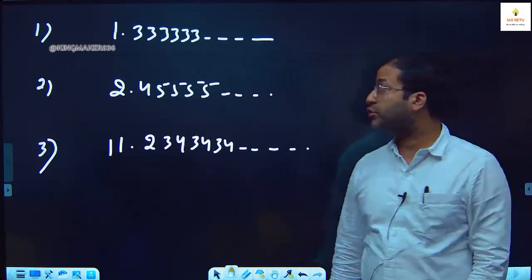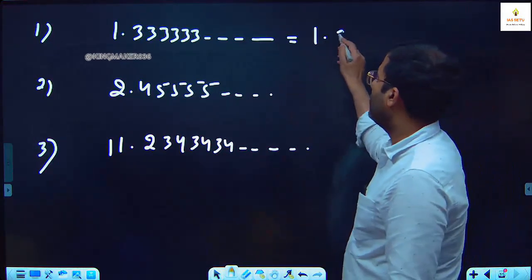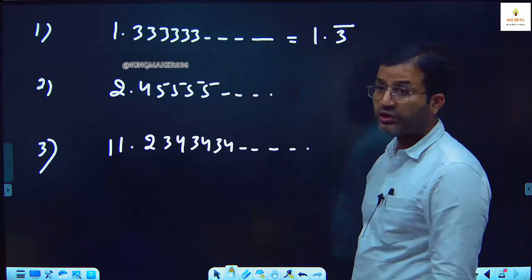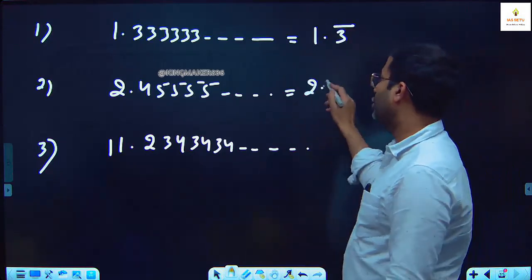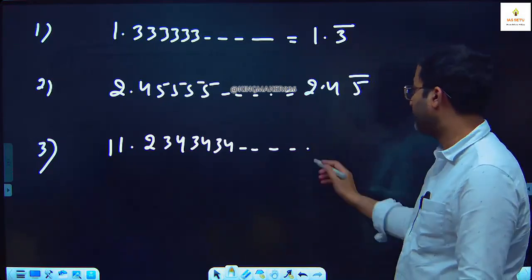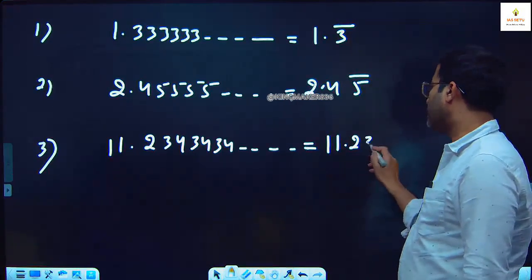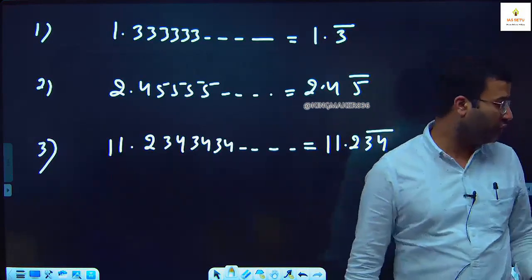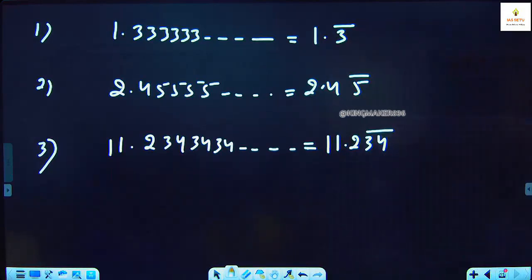Here also we have a shortcut. So what we will do? 1 point bar on 3, 3 reoccurs again and again. 2.4 bar on 5, 5 reoccurs again and again. This is 11.2 bar on 3.4. This 3.4 reoccurs again and again.